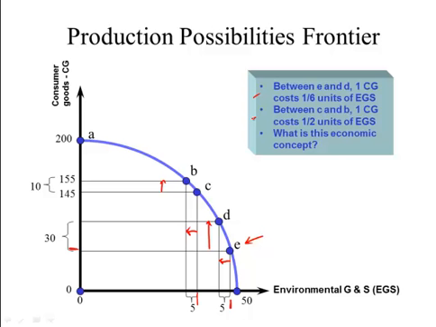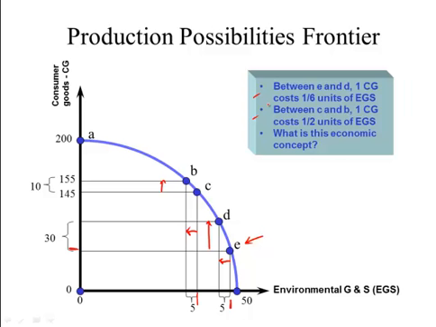And we can see that here in the 2 bullets if we break that down into a little bit more detail. And as a result, we can say that between points E and D, 1 unit of consumer goods costs about 1/6 of a unit of environmental goods and services, and between points C and B, 1 unit of consumer goods costs 1/2 of a unit of environmental goods and services. So we can see that the cost is actually rising.